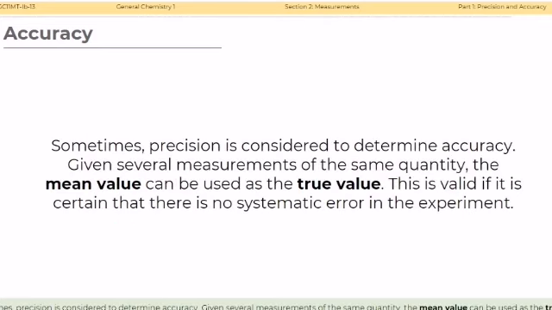Sometimes precision is considered to determine accuracy. Given several measurements of the same quantity, the mean value can be used as the true value. This is valid if it is certain that there is no systematic error in the experiment.